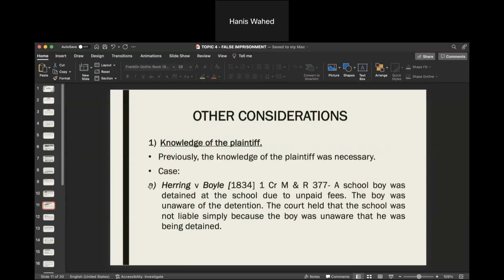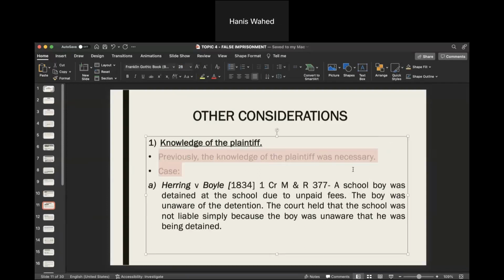Okay, so this is the answer to the question of whether the plaintiff kena buktikan, plaintiff needs to know that he is actually being detained. Sama ada plaintiff, jika plaintiff nak bawa kes, adakah dia perlu buktikan pada mahkamah bahawa dia tahu bahawa dia adalah being detained. Okay, so as I mentioned here previously, the law is that the plaintiff needs to know that he is being detained.